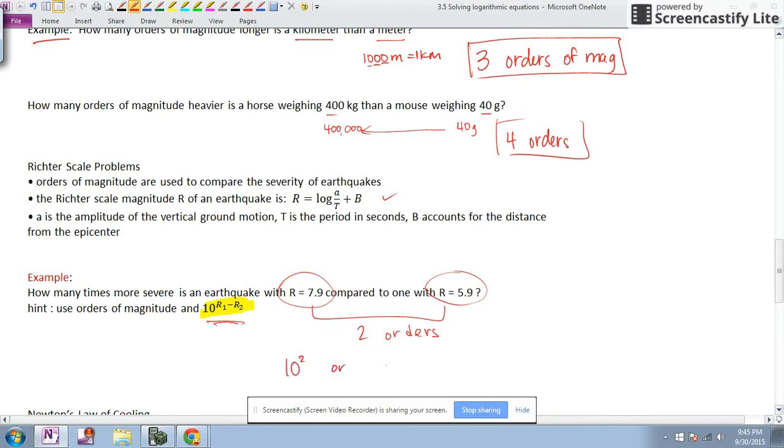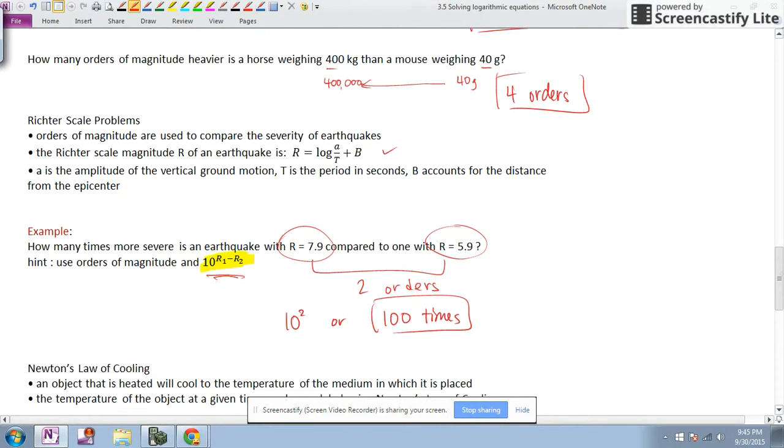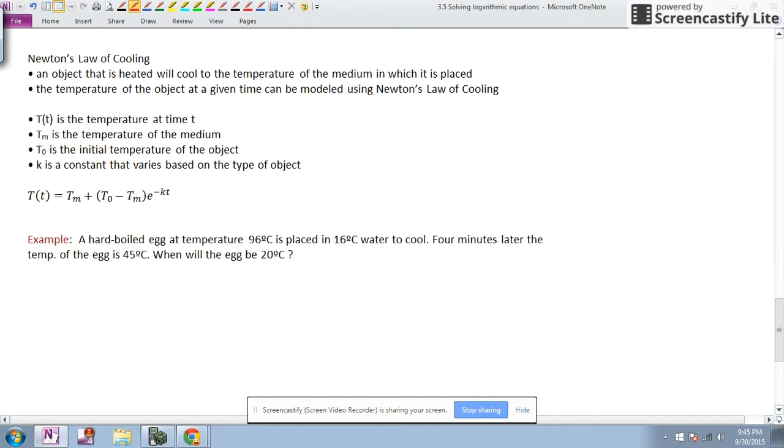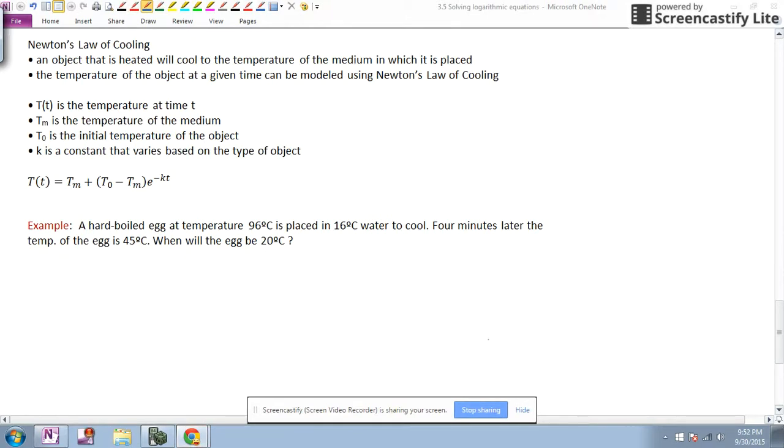That's 10 to the second, or 100 times more powerful. So think about that. A 7.9 is 100 times more powerful than a 5.9, and a 5.9 is already pretty darn powerful.